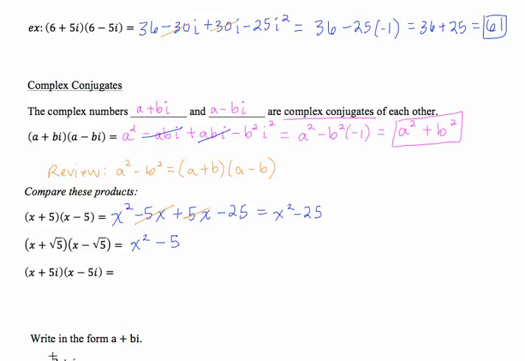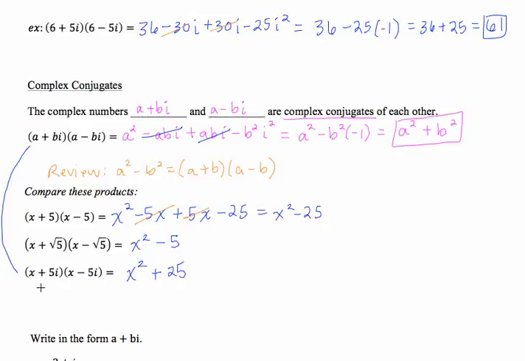Now let's compare that to this, which is an example of this. Okay, x is equivalent to a, b is equivalent to 5 in this example. So using this, we already know it should multiply out to be a squared, which would be x squared, plus the b squared. Now b is that coefficient of i, in this case 5, so plus b squared would be 25. Now if you're not sure about how to do that, just FOIL it out, okay, to check.